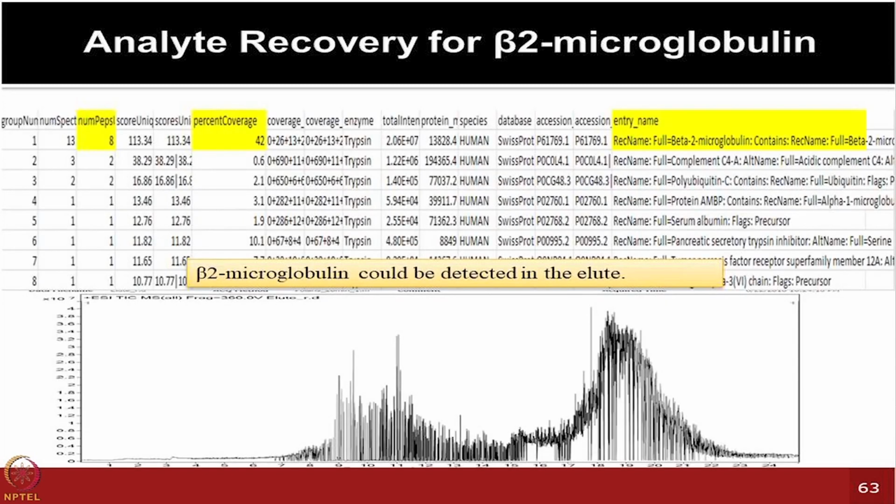That was the objective. After doing mass spec, success was not so great, but still we could see 8 peptides coming out of the same protein of interest as the top hit, beta 2 microglobulin. You can see here as the first hit of mass spec. This is the kind of chromatogram which we saw.